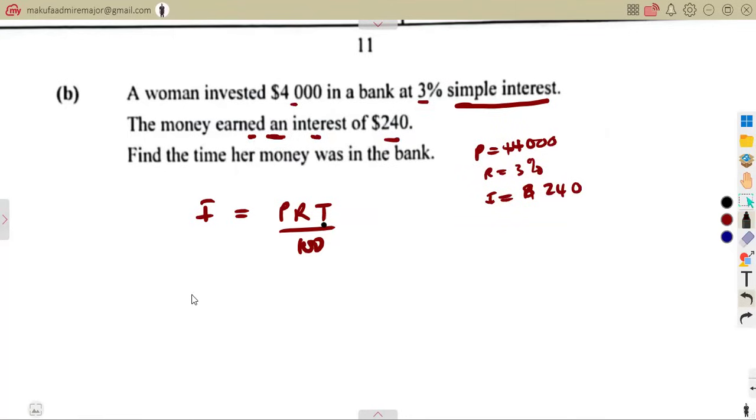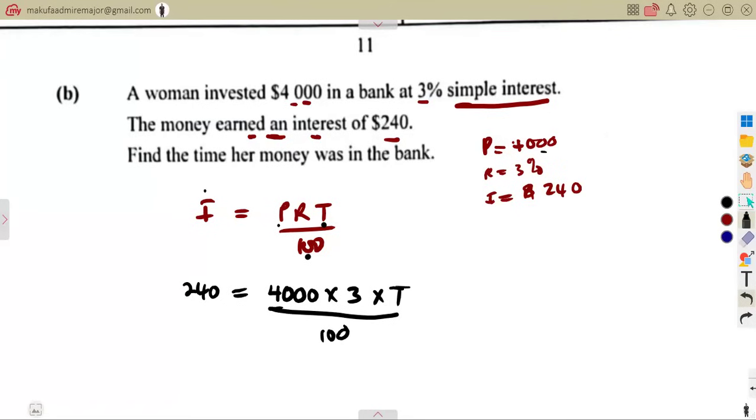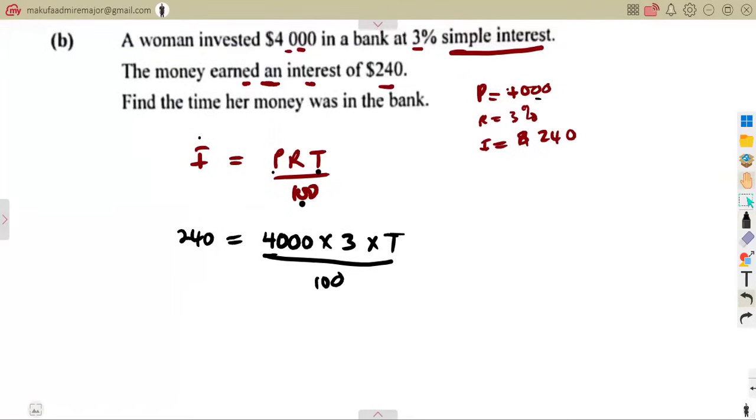So this was a direct formula to use. We are given everything: the interest, which is 240, is equal to the principal, the amount invested, which is 4,000 in this case, right? Where am I getting these? This is just 4,000 here. So that is our principal. We're going to substitute the 4,000 times the rate, 3% over 100, or the 100 is already given in the formula. So that is going to give us the time, and this time is in years.